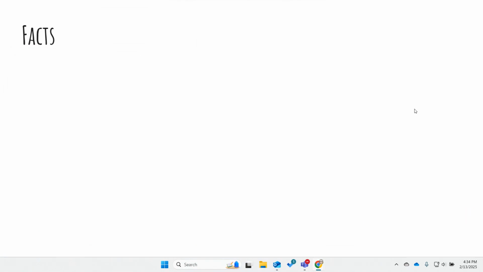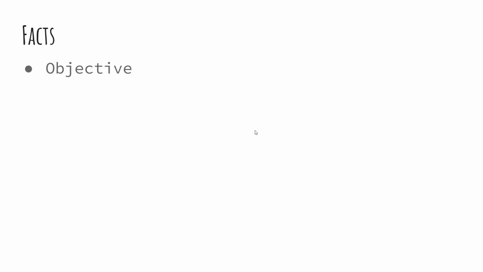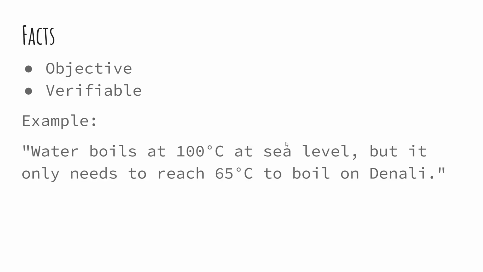So let's have a look at the types. All right, so facts are objective and verifiable, meaning that there's no emotion associated with them, and you can check to see if they're true or not. All right, so an example, water boils at 100 degrees Celsius at sea level, but it only needs to reach 65 degrees Celsius to boil on Denali, which is the biggest mountain in the United States, I think, in Alaska.